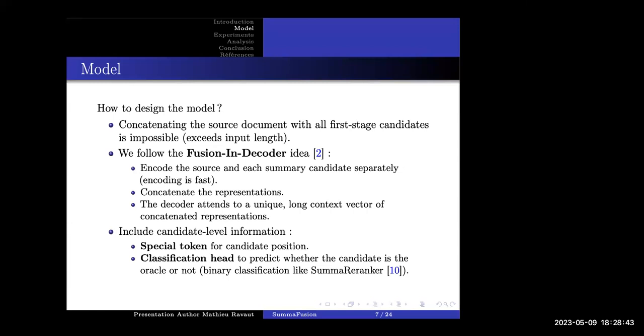On top of this, we also include candidate level information. There will be a special token to indicate the candidate position. For instance, in beam search, we have a log likelihood score for each candidate. We also add a classification head to predict whether the candidate is the oracle or not, much like SummaReranker, which is a supervised summarization re-ranking model, was trained.